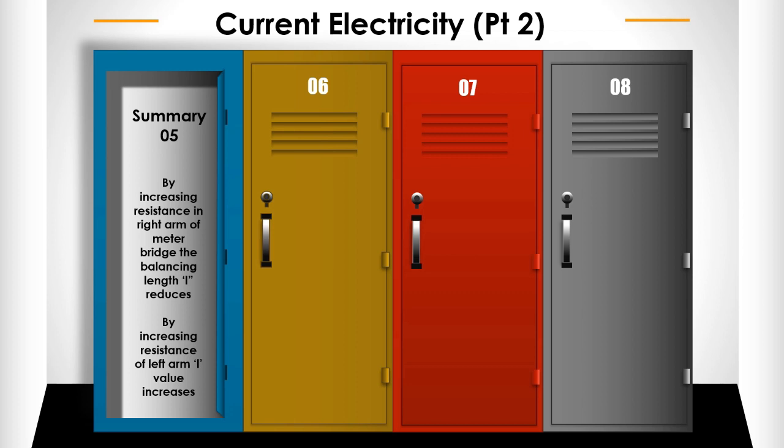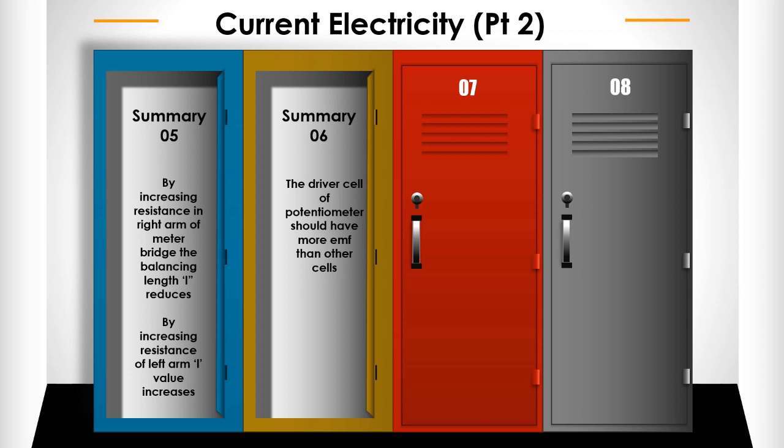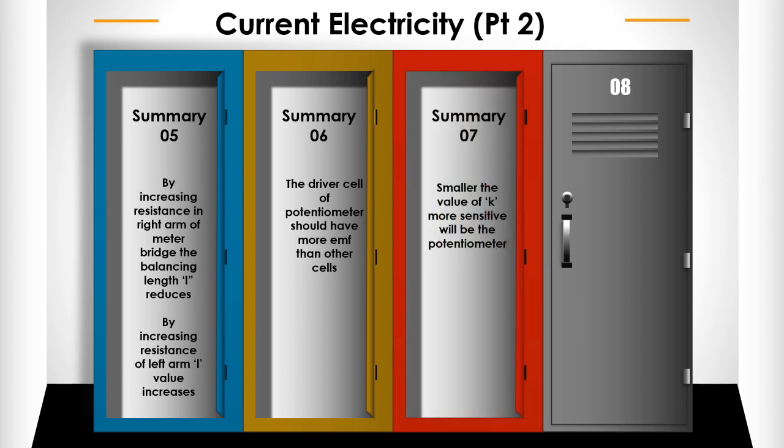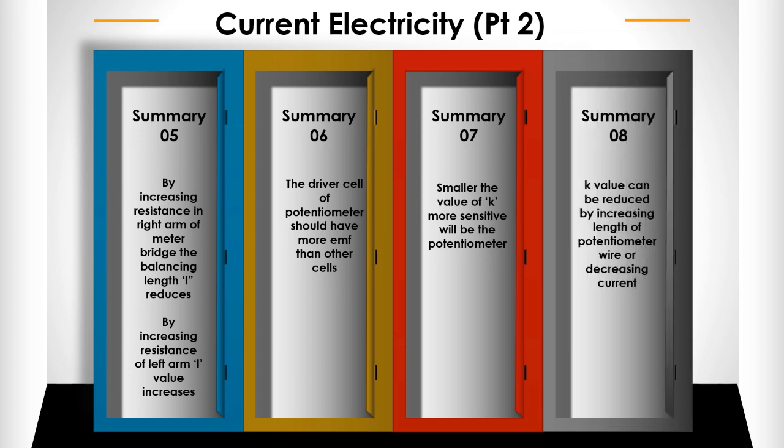By increasing the resistance of the right arm of the meter bridge, the balancing length L reduces. By increasing the resistance of the left arm, the L value increases. The driver cell of the potentiometer should have more EMF than the other cells. The smaller the value of K, the more sensitive the potentiometer will be. K value can be reduced by increasing the length of the potentiometer or decreasing the current.